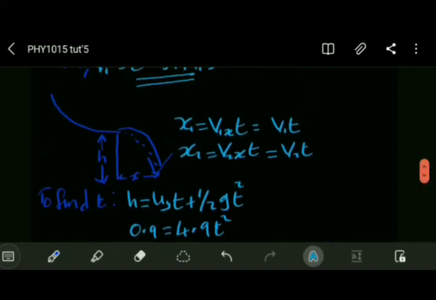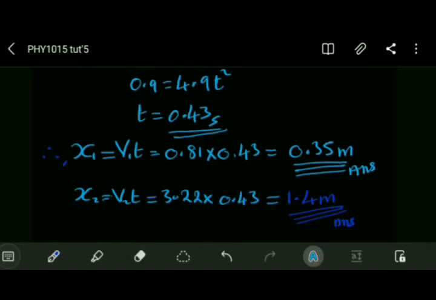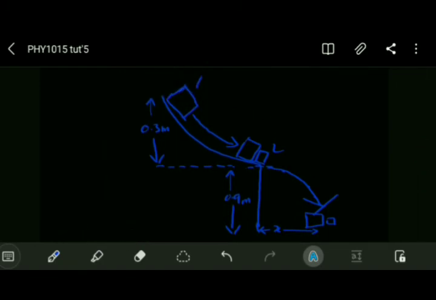Now we can find our x1 and x2, since we already know our v1 as well as our v2. Therefore, the distance covered by block 1, which is x1, equals v1 times the time of flight, which gives 0.81 times 0.43, and then we have 0.35 meters. So this is the distance that the bigger block is going to cover in the x direction. Then for the smaller block, x2 equals v2 times t, which is 3.22 times the time, and we're getting 1.4 meters. Which makes sense, because if we look at this setup here, this bigger block is sliding here and it's going to hit the smaller one, so the smaller block is going to travel a further distance than the bigger block.